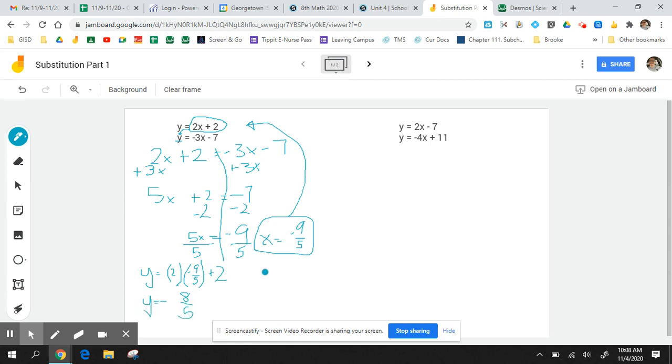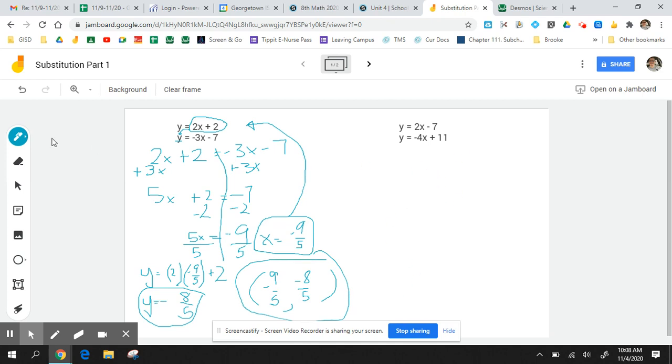All right. So if I write it as a solution, I want to write it as a coordinate. So I'm going to write negative 9/5, and my y value is negative 8/5. And that would be my full answer right here, because I have two parts. Okay, you have to have an x and a y, because we want that solution, that coordinate, where they intersect.